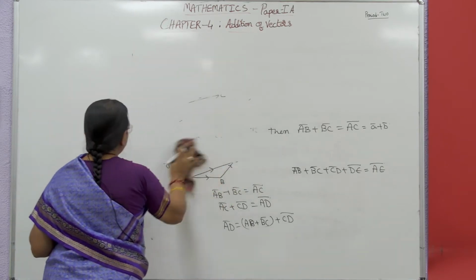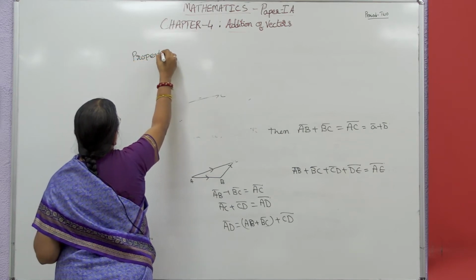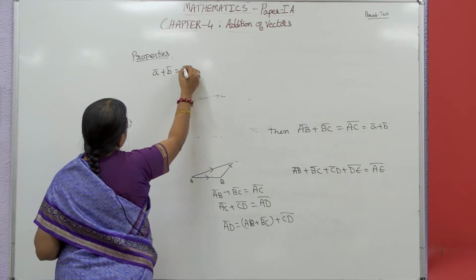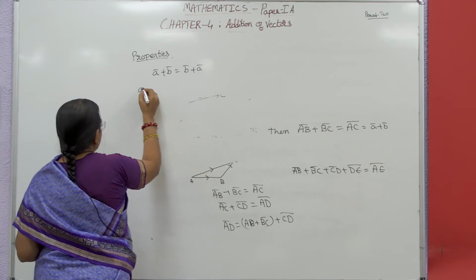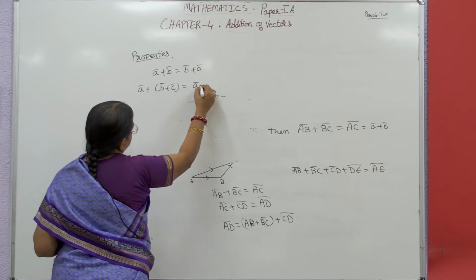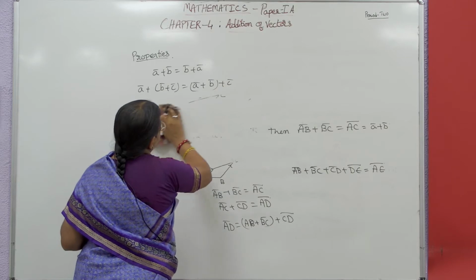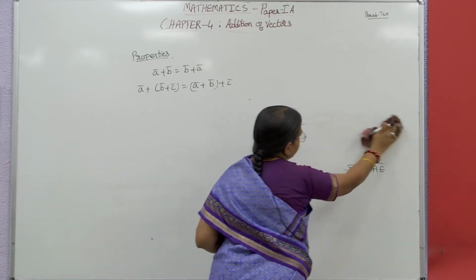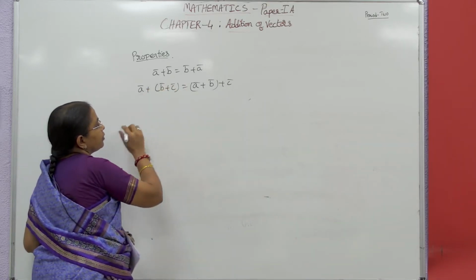Next, the properties are like this. A plus B is equal to B plus A, and A plus B plus C is equal to A plus B plus C, grouped either way. So they satisfy the commutative property and also the associative property. This is the associative property and this is the commutative property.